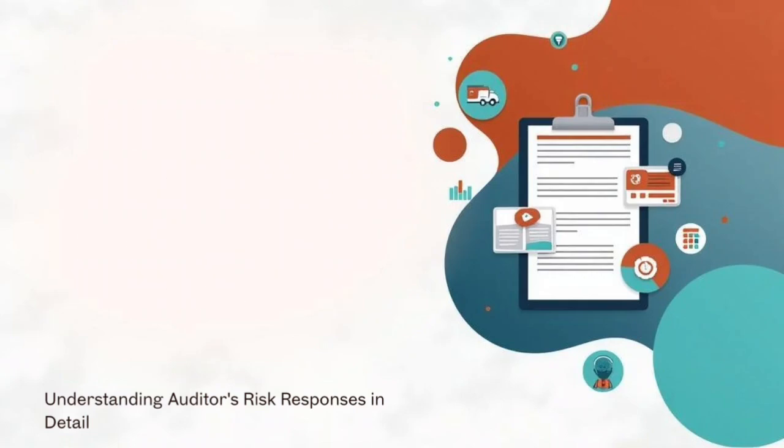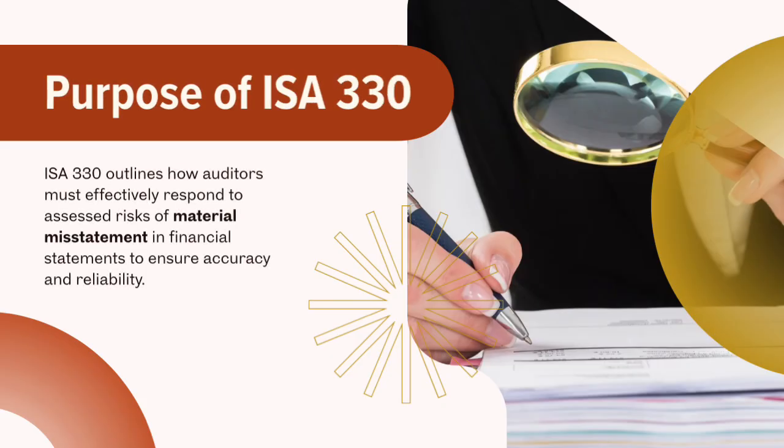It's the action plan, the roadmap for how an auditor responds to those assessed risks to gather sufficient appropriate audit evidence. The fundamental principle of ISO 330 is simple: the auditor's response must be linked to the assessed risk. We don't just perform a generic audit. Instead, our procedures are specifically designed to address the risks we found in the planning stage.